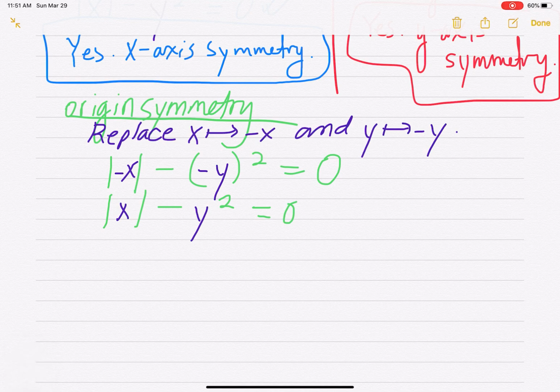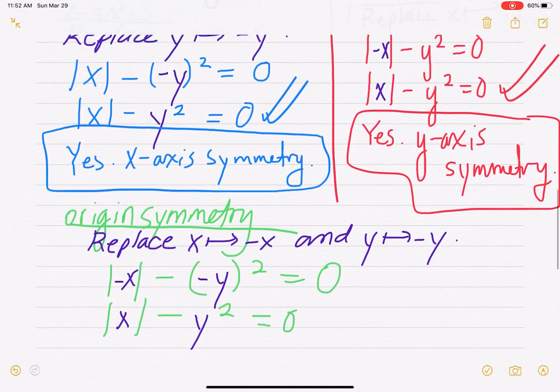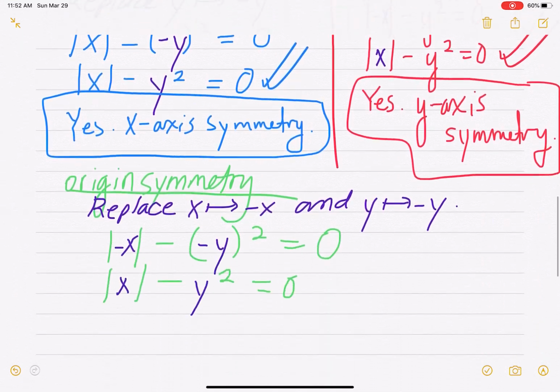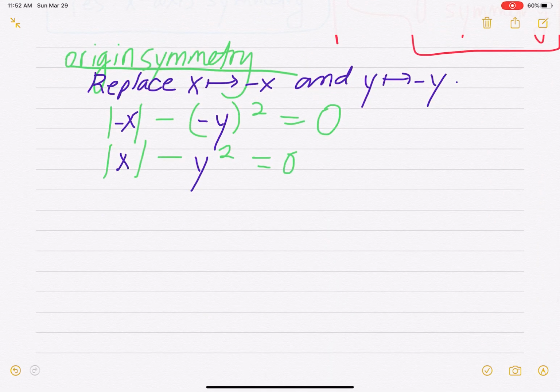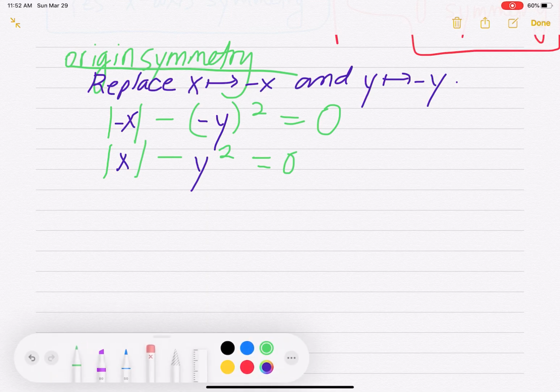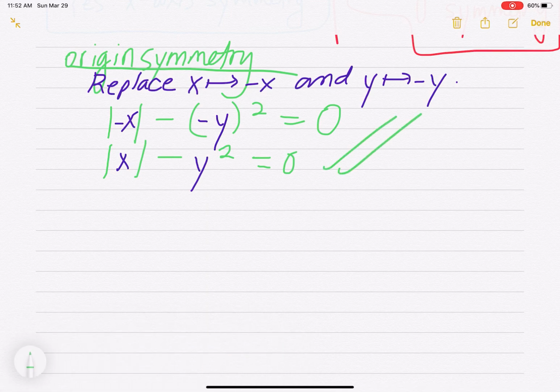Is that the same as the original? Well, what was the original? Absolute value of x minus y squared equals 0. Yeah, that's what we got. We have the original. Back to the original. So since we're back to the original equation, this is satisfying that kind of symmetry. So what? Yes, we have origin symmetry here.